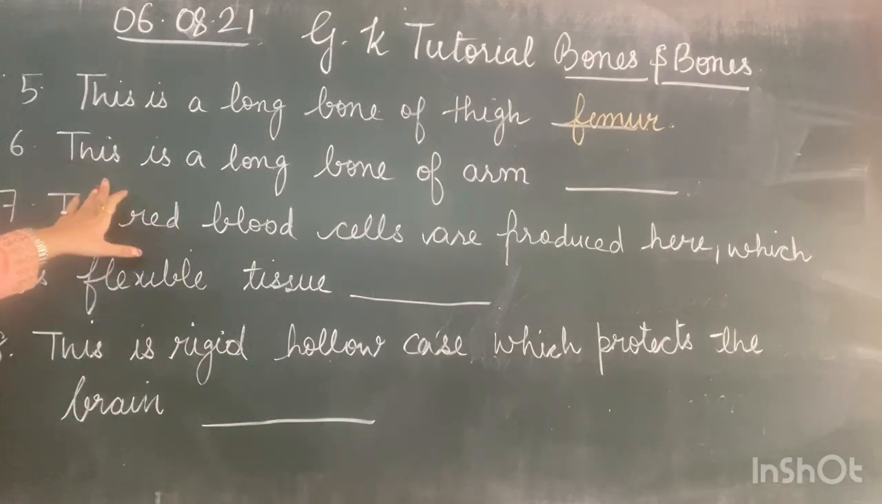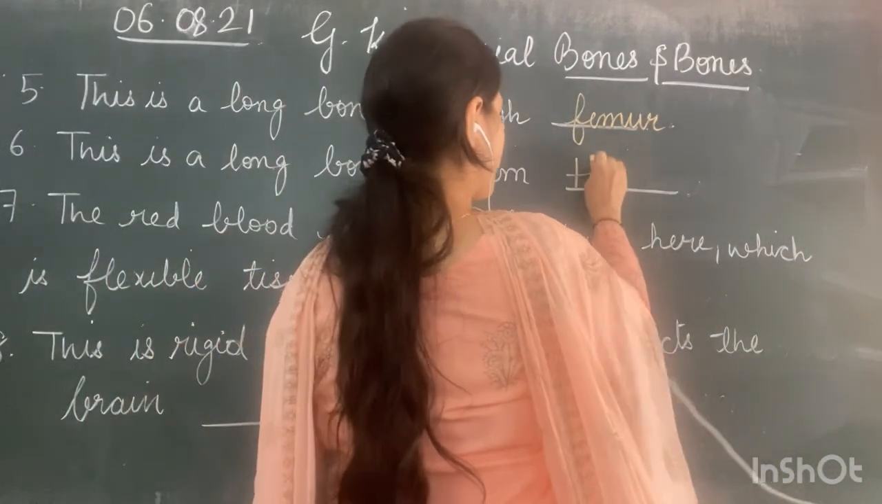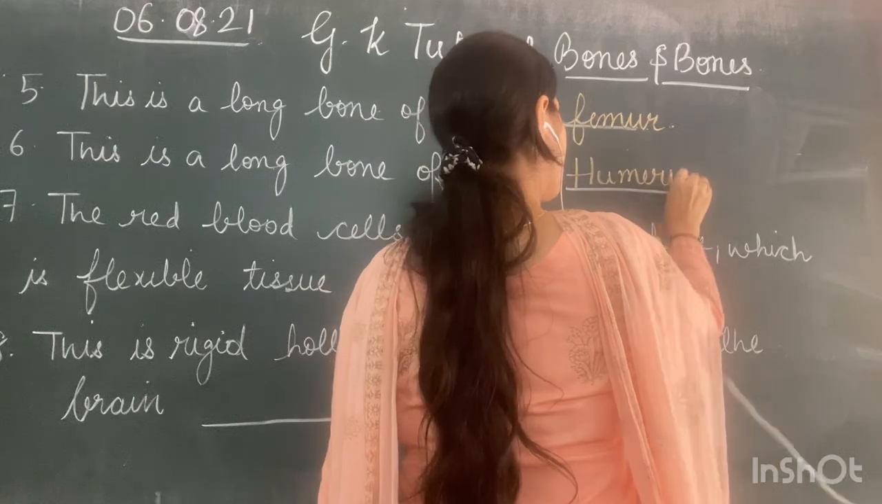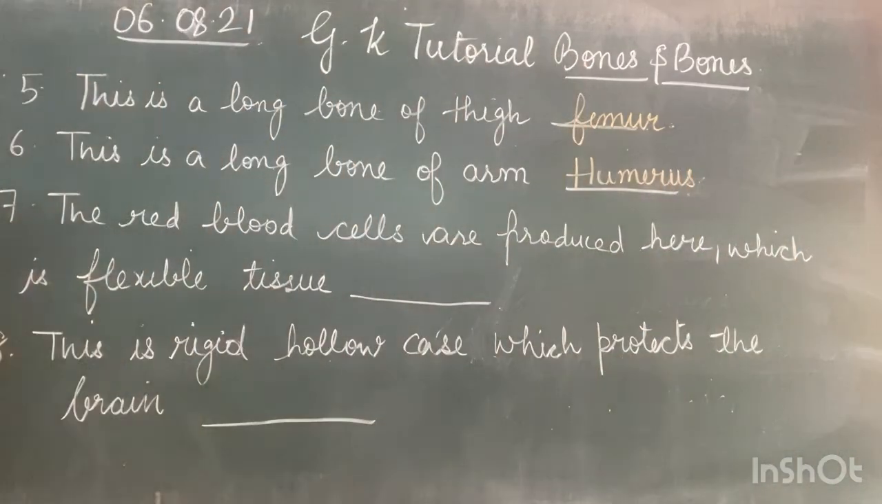So coming to the sixth, this is a long bone of the arm. So this is humerus.